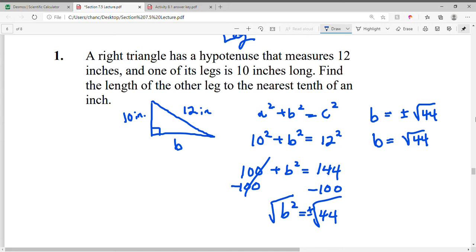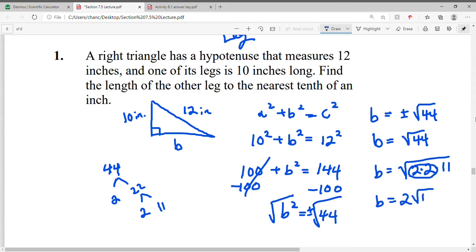I can simplify this by breaking down 44 with a factor tree. That's 2 times 22, and 22 is 2 times 11. So I can rewrite this as the square root of 2 times 2 times 11. And since I'm looking for groups of 2 for square roots, this is equivalent to 2 root 11. And we could use a calculator for this problem. B is approximately 3.6 inches long. So the length of the leg is about 3.6 inches.